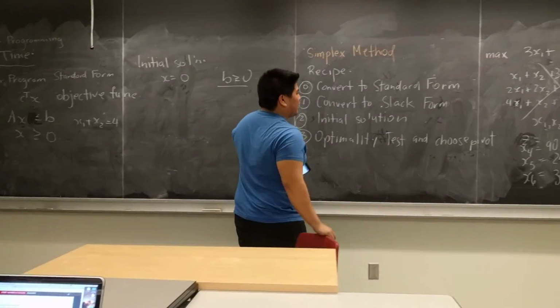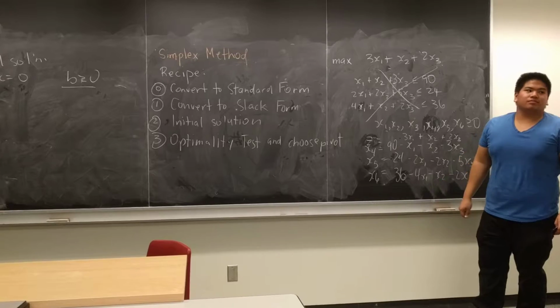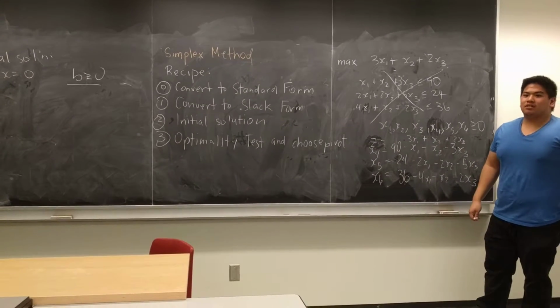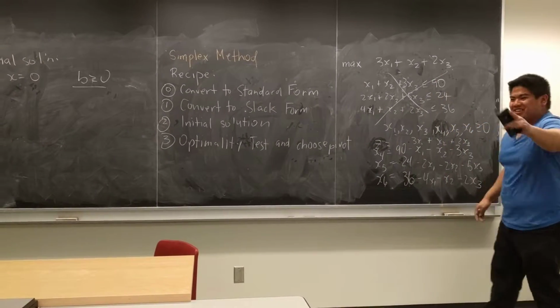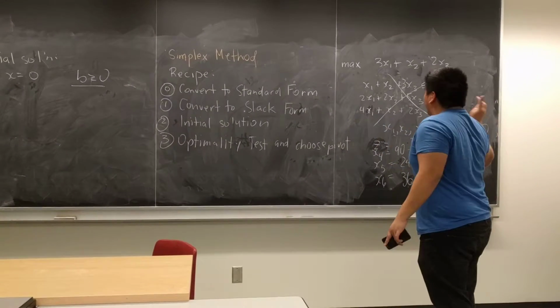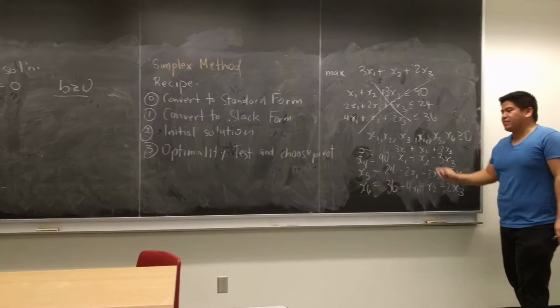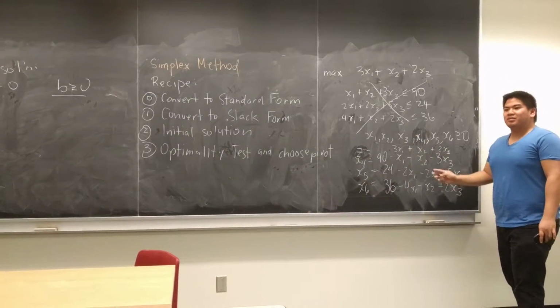Alright, so what is the optimality test? We have to check if every coefficient in Z is negative. Alright, so we check if every coefficient is negative. If every coefficient is negative, we're done. Can someone tell me why?